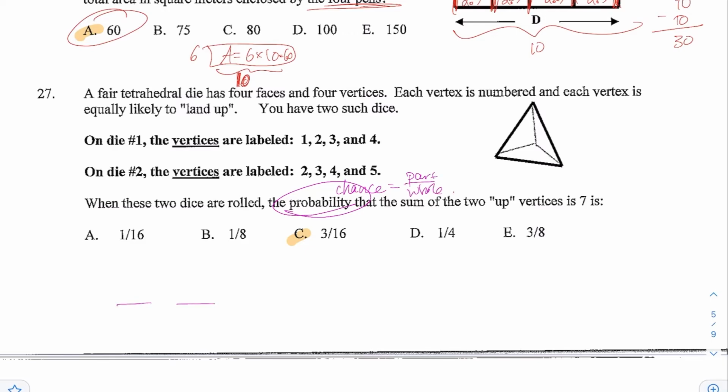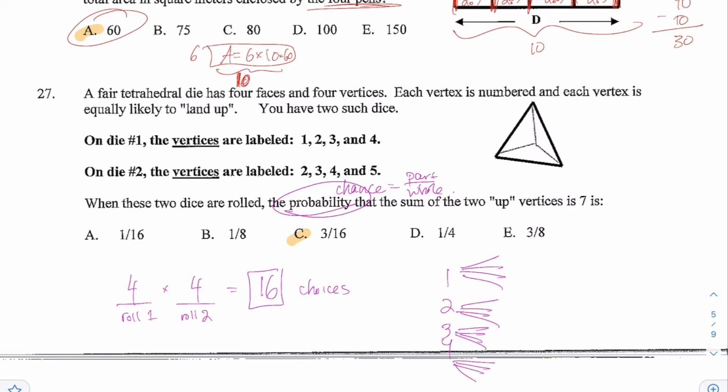So you really have just 2 dice. So roll 1 and roll 2. So for roll number 1, you can have 4 numbers. Roll 2, you can also have 4 numbers. So if you multiply them together using the counting principle, you have 16 choices. So you can have 1, 2, 3, 4, and then each of these will branch out 4 times. And for each of these, it will be 2, 3, 4, 5.